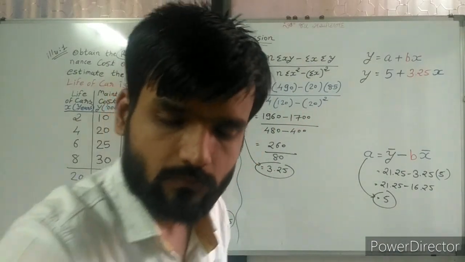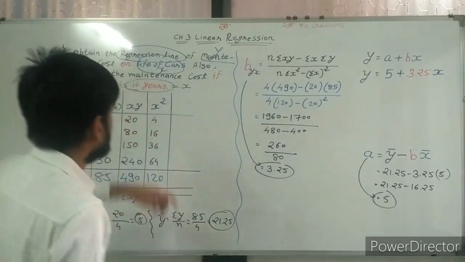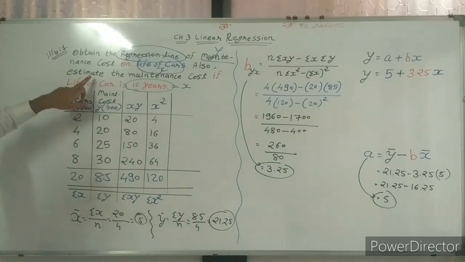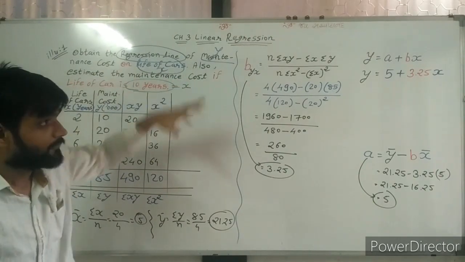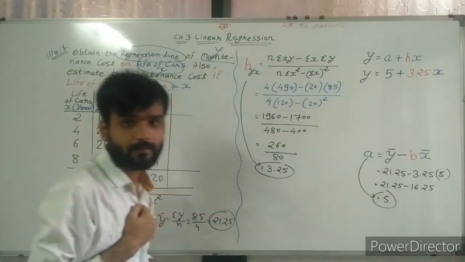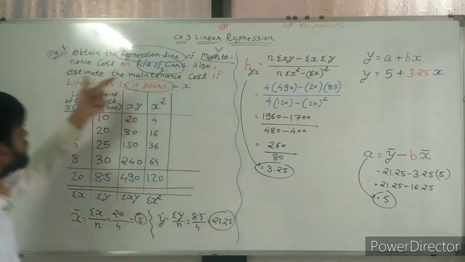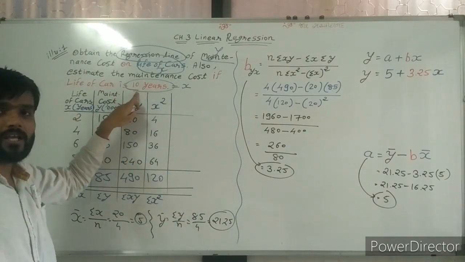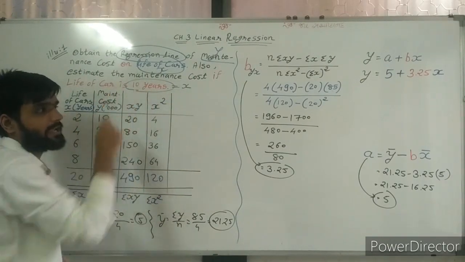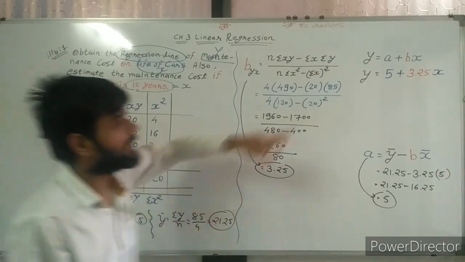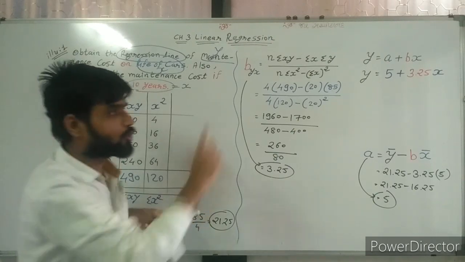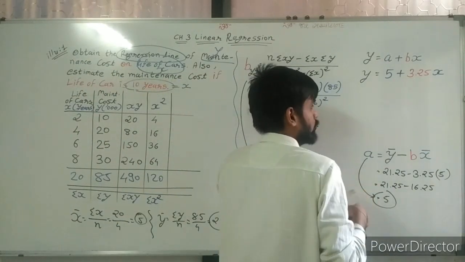Now, Y on X we have a line. What is the other question? Estimate the maintenance cost. We need to estimate Y. If the life of the car is 10 years, so X is equal to 10. When X is equal to 10, find the value of Y. Indirectly they want to say this. So we are replacing X with 10.